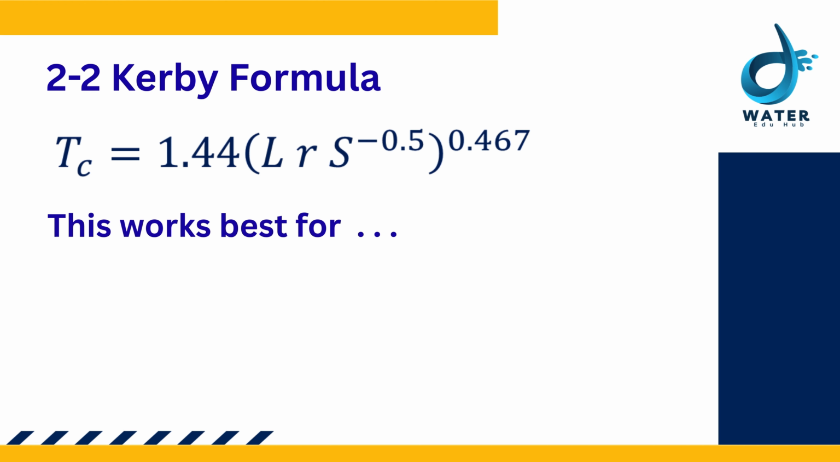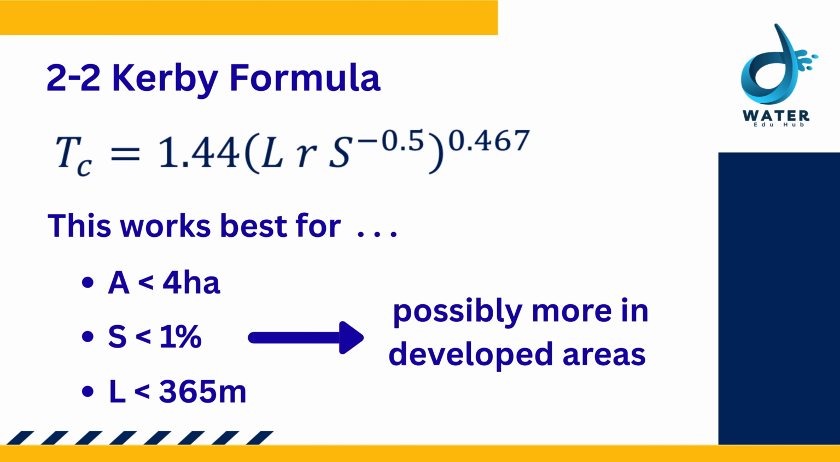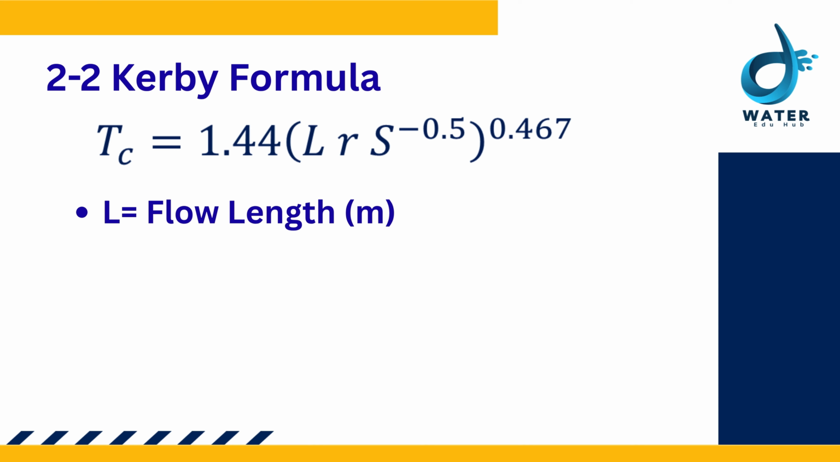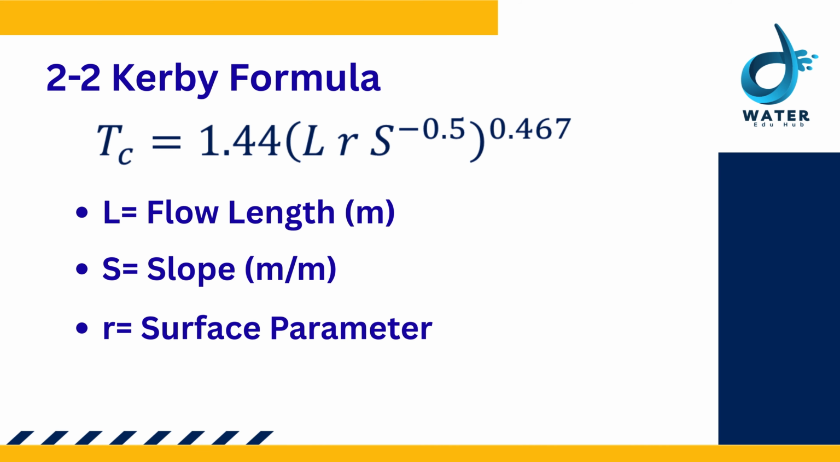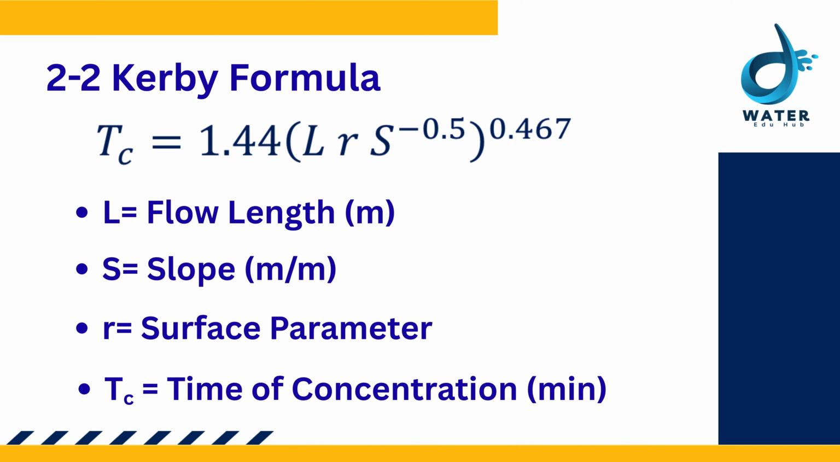This one works best for catchments smaller than 4 hectares with a slope smaller than 1 percent and a flow length smaller than 365 meters. This could perhaps work well in developed areas where such slopes are dominant. This formula uses the flow length L in meters, S represents the slope, and the parameter R represents something similar to surface roughness, as shown in the table below. The resulting TC will be in minutes.